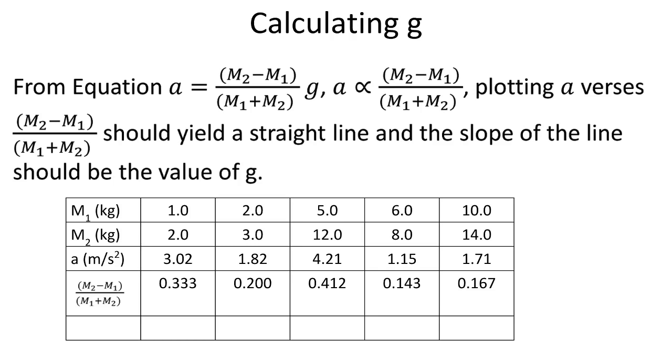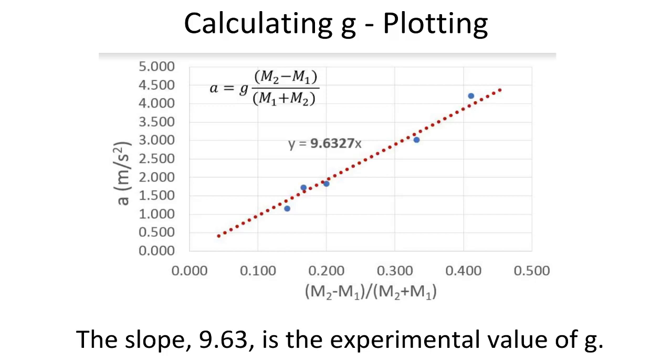Now we go on to part 2 of the question. We have this equation from part A, so now we see that a is directly proportional to g. So we have a value that we want to plot, which is (M2 minus M1) over (M1 plus M2). We calculate it all, and the results are shown in the table below. And the graph should yield something like this.